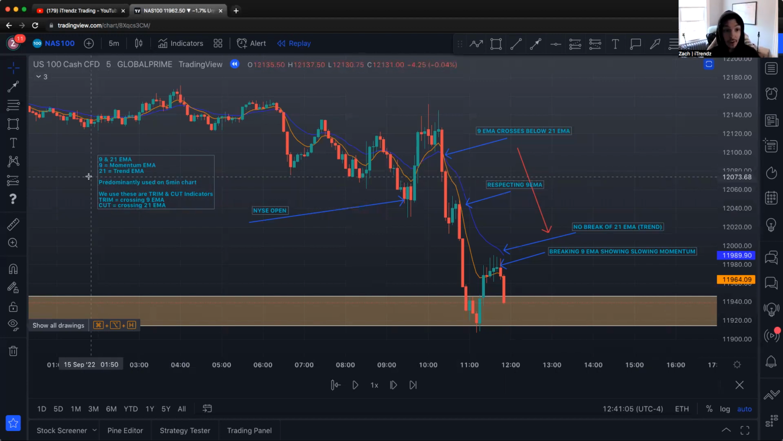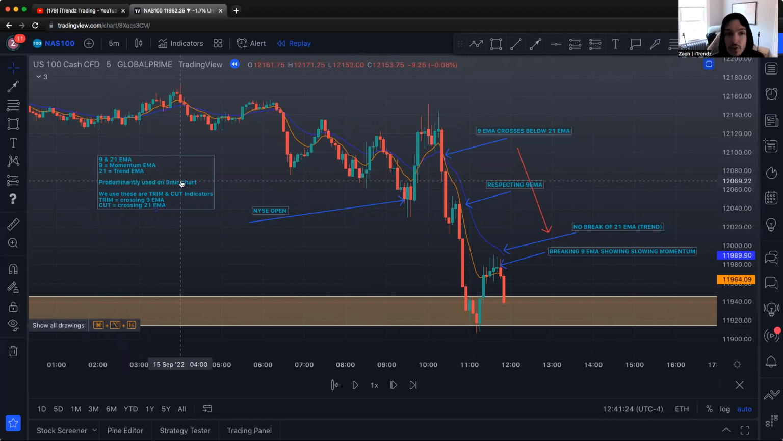And as you can tell here, going back to the lengths, the 9 is the momentum EMA. So it's telling you the momentum of the trade. Is the momentum slowing down, or is it speeding up to the upside, to the downside, etc.? Or is the trend completely shifting here, right? Because we don't want to be trading against the trend. We want to be trading with the trend.